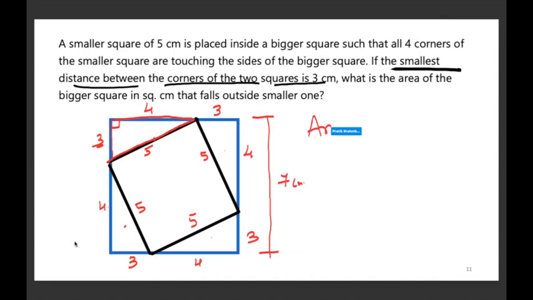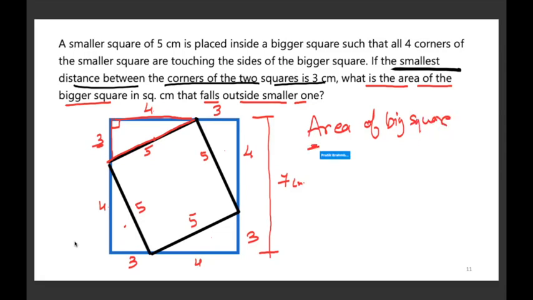So here there are 2 answers possible. If I read the question, what is the area of the bigger square in square centimeter that falls outside the smaller one? If I read it like this, it's asking me to find the area of the bigger square, then the area of the big square will be 7 square, which is 49, one answer.